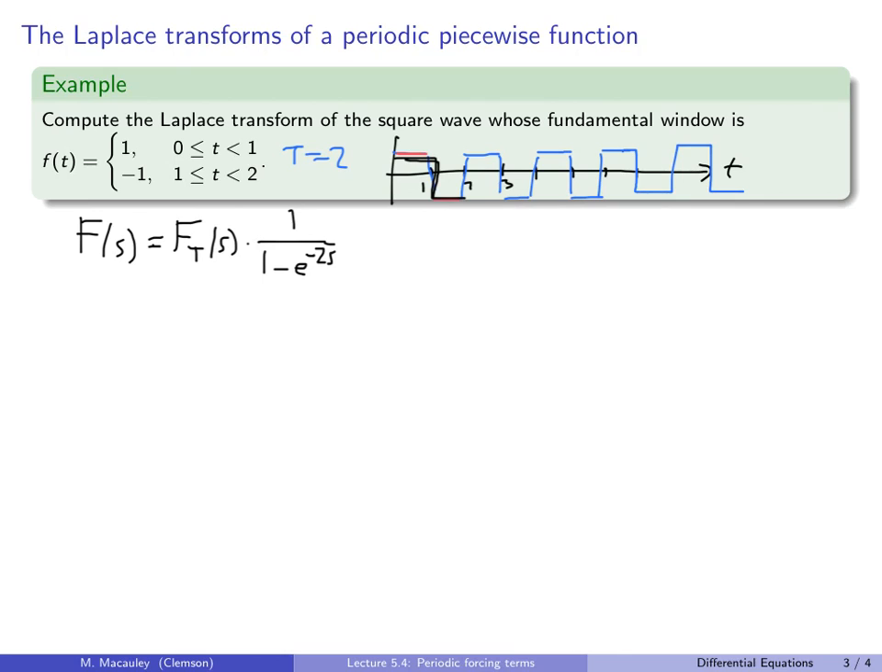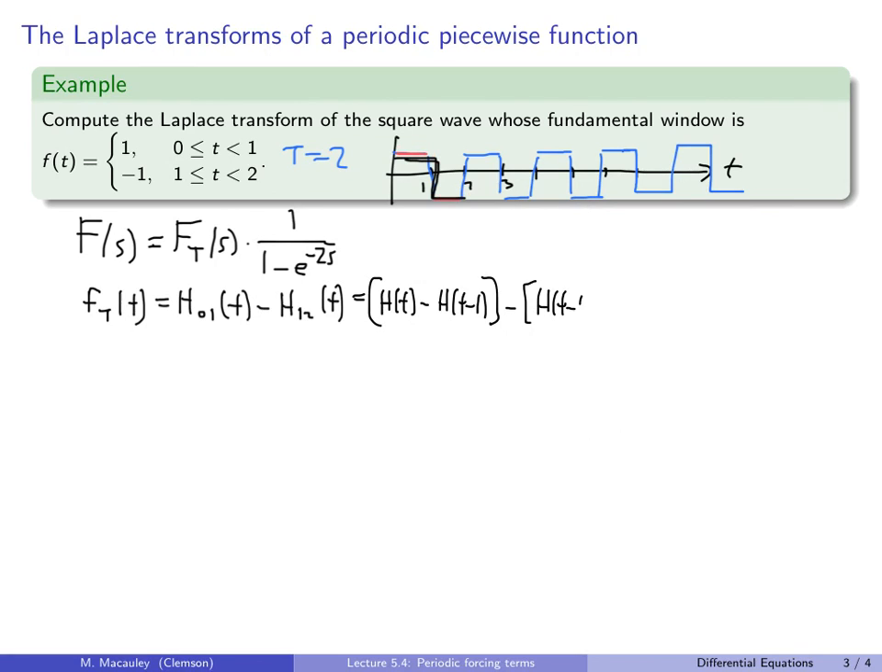The first thing we have to do is express the window using the Heaviside function. We actually don't have to do that, we could compute the actual integral, but let's do it this way. This is h, it's the interval function from 0 to 1 minus the interval function from 1 to 2. So it's this interval function minus this interval function. Let's do this using shifted Heaviside functions. This is h of t minus h of t minus 1, and then let's subtract off h of t minus 1 minus h of t minus 2.